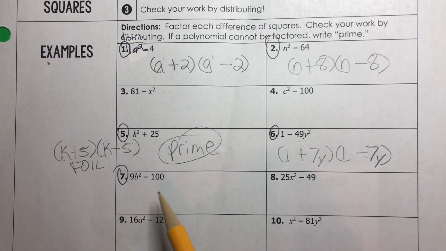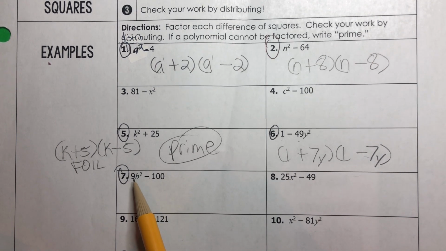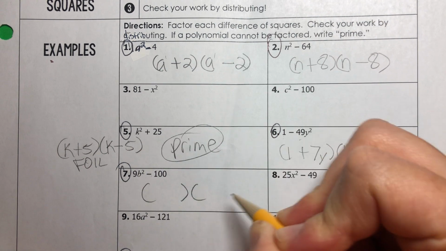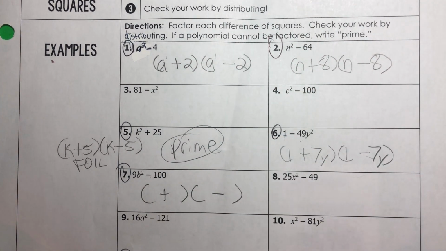Okay, can we factor this out using the difference of squares? Subtraction sign. Can we take the square root of both? Yes, we can. So go ahead and set these 2 up. Okay, plus sign, minus sign.